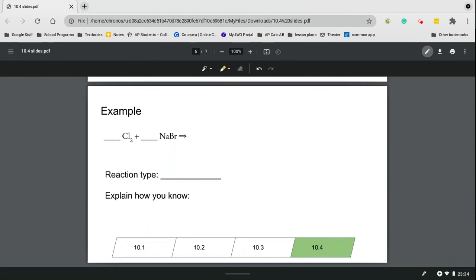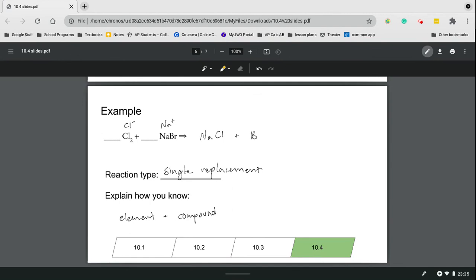So then our last example, we have an element and a compound, making another single replacement. Cl is just Cl minus. Na is just Na plus. So those are going to come together for NaCl.